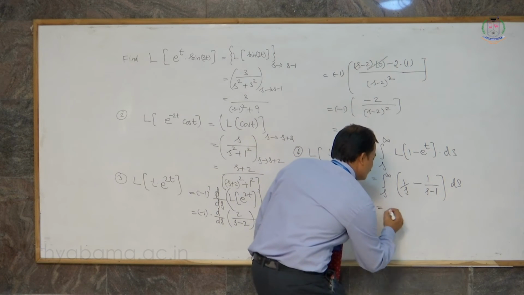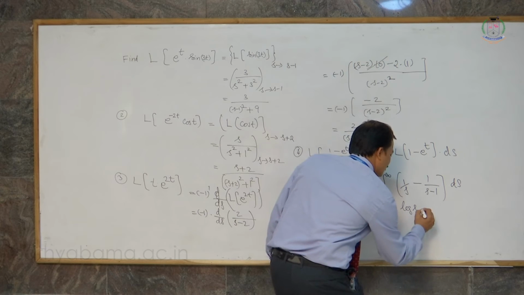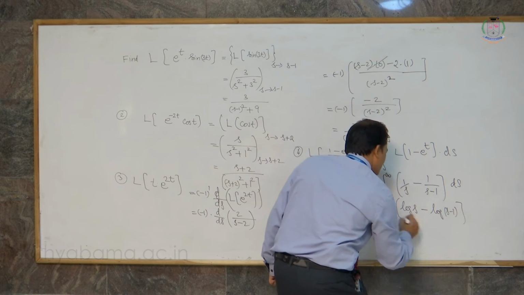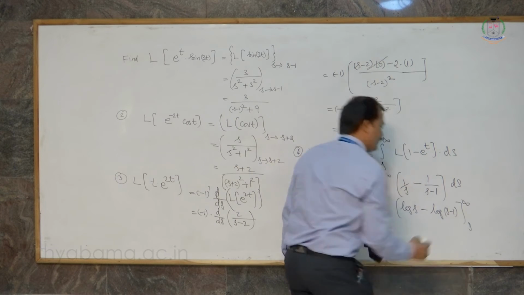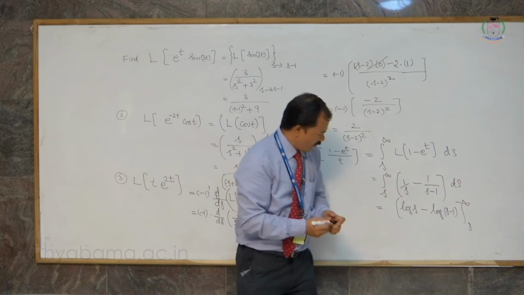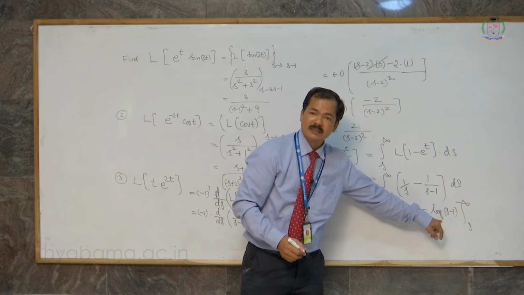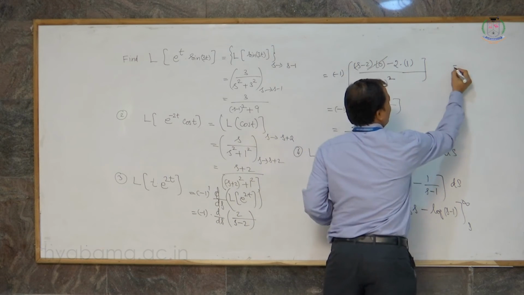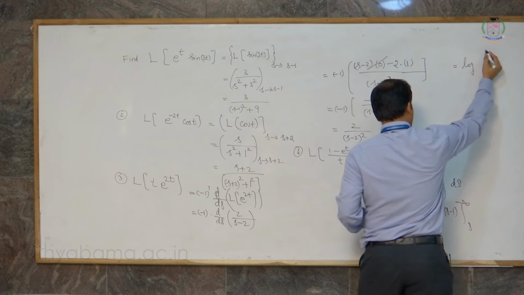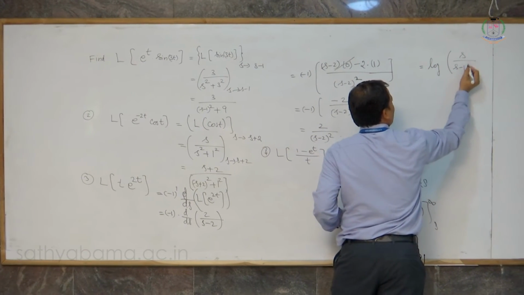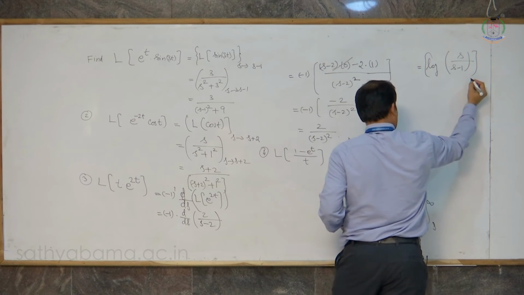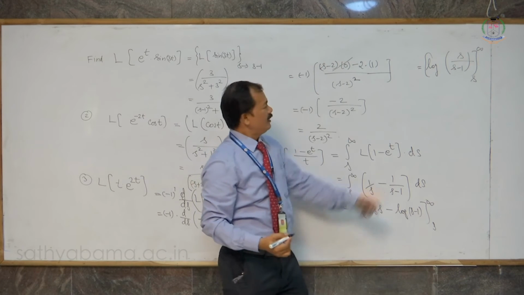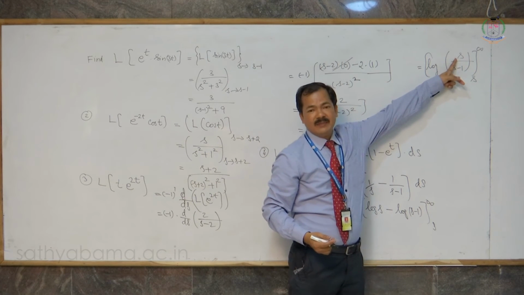So, that is equivalent to log s minus log of s minus 1, limit s to infinity. It is of the form log a minus log b. It can be written as log a upon b. That is equivalent to log of s upon s minus 1, lower limit is s, upper limit is infinity. Okay. So, take the parameter s outside.